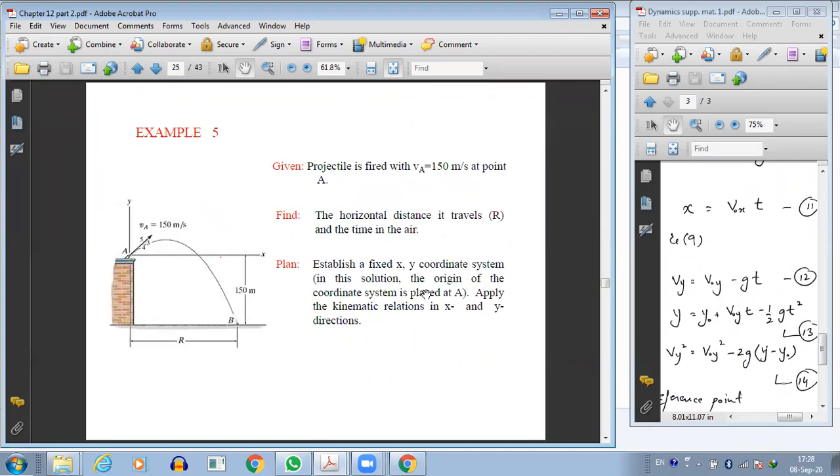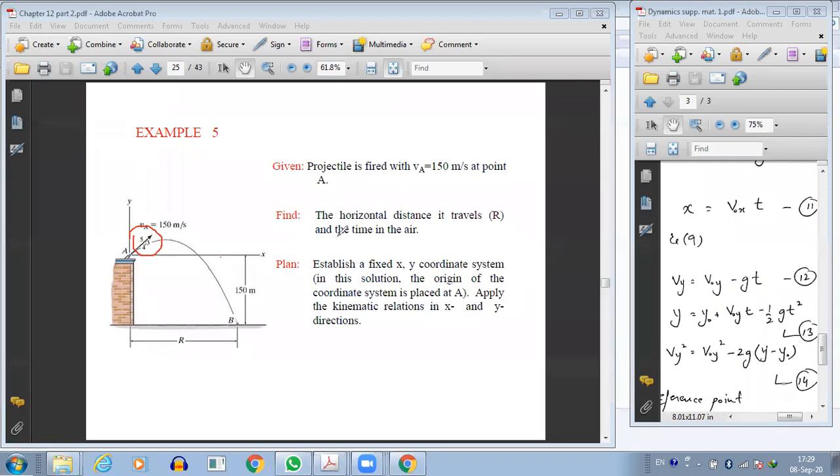Next problem. A projectile is fired with a velocity of 150 meter per second at point A. This is point A. This projectile is fired at 150 meter per second. That was the initial velocity. What is the angle? The angle is not given, but what is given? You see here a small triangle like this is given. It says 5, 3, 4. So can you use this triangle to find out the x component and y component? I'm sure you can. So we use this to find VAX and VAY, which is the initial velocity in the x direction and y direction.